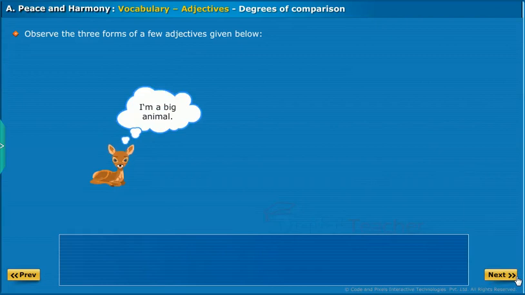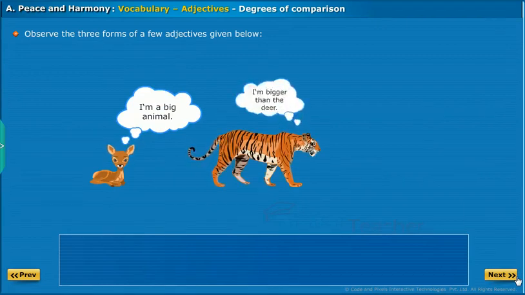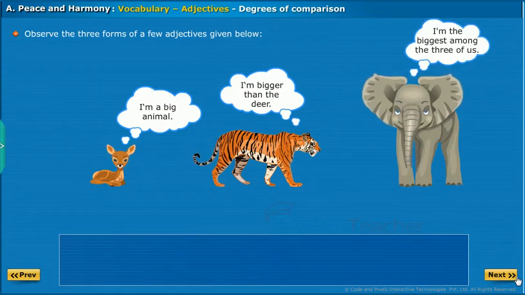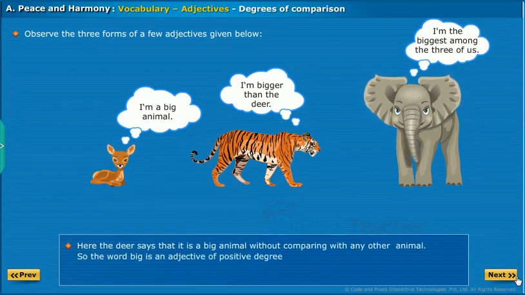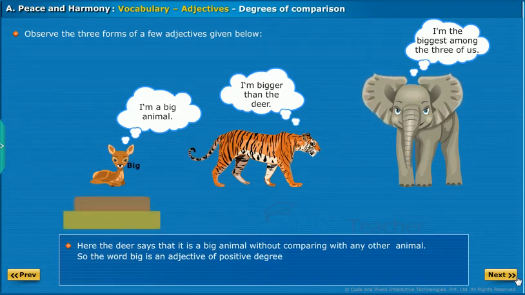I am a big animal. Bigger than the deer. I am the biggest among the three of us. Here, the deer says that it is a big animal without comparing with any other animal. So the word big is an adjective of positive degree.